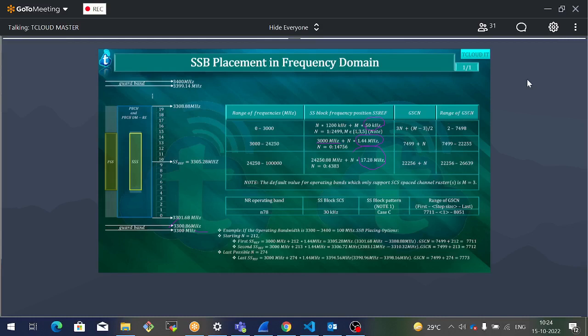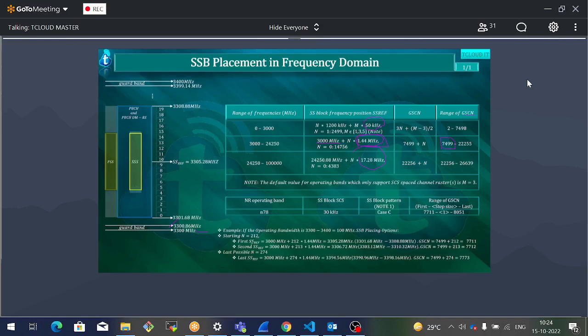And based on this GSCN number, the first number that you can use, every GSCN number is incremented by 1.44 megahertz. For example, if 3000 is called GSCN number 7499, the next 1.44 megahertz is called 7500. So if you identify the GSCN, indirectly it means you identify in which frequency band you found this SSB, where exactly it is placed. Mobile would be able to recognize that, as it is searching subband-wise, every 1.44 megahertz a piece.